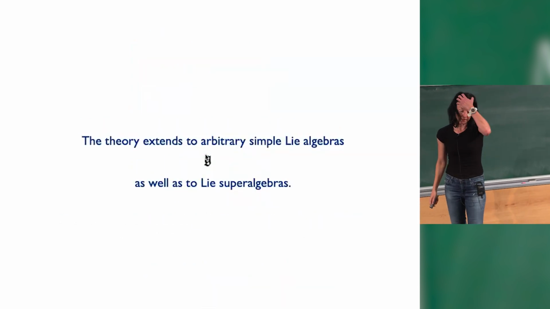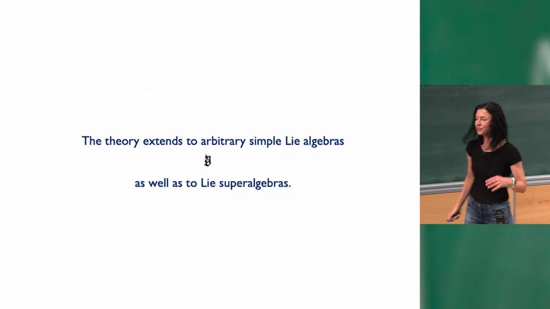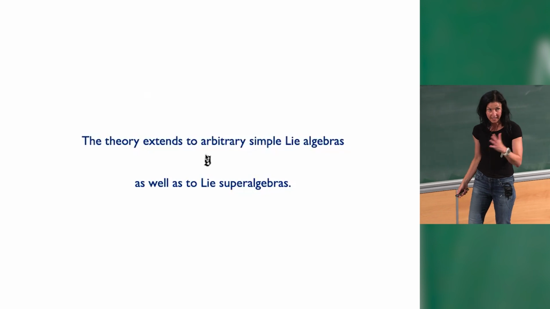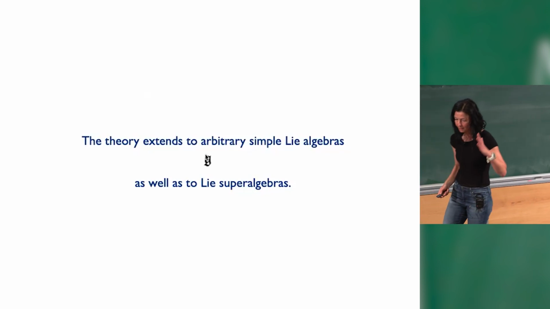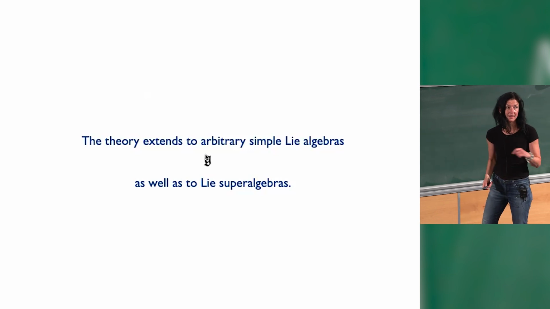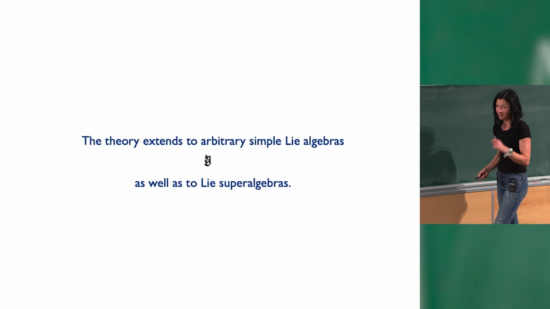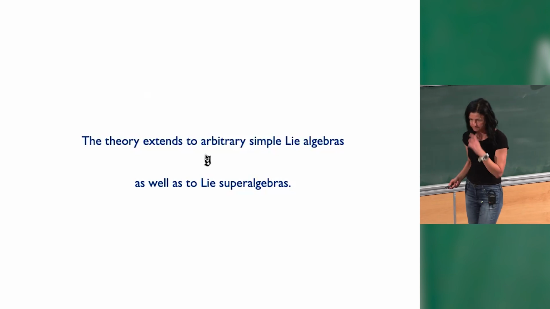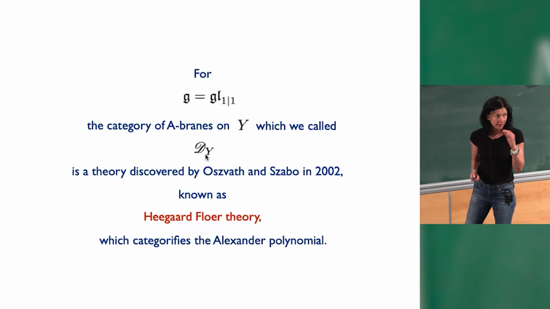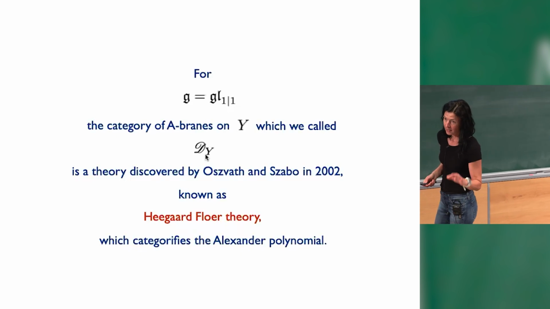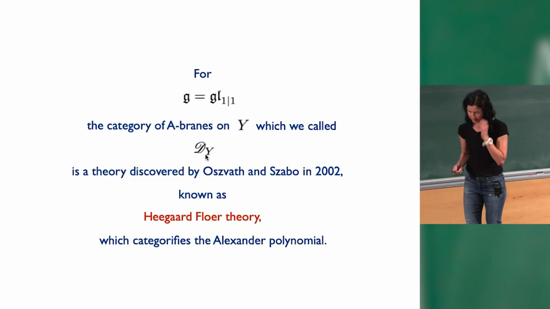All right. So this theory extends to arbitrary simple Lie algebras as well as to Lie superalgebras. The story on the A side is essentially completely uniform. The B side involves, for Lie superalgebras, a category of branes that is not going to be a category of coherent sheaves anymore. It's going to be a category of matrix factorizations. And in fact, if you take G to be GL(1|1), as I said, on the A side, the story is completely uniform.